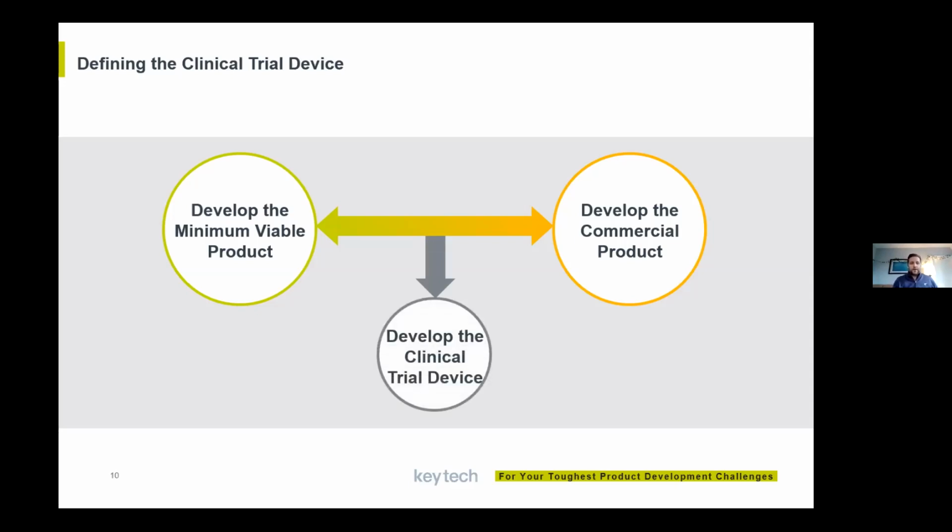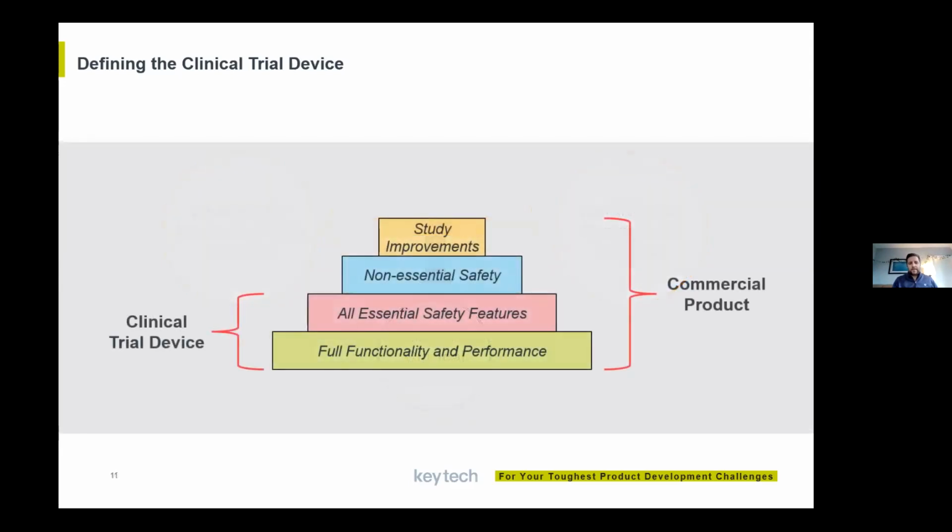So a middle ground here is this clinical trial device that I'll be talking about today, and the approach. Another way to think about it is your clinical trial device is all the functionality and essential safety features. Those are a must to run any trial, right? But then, in parallel with your trial or after your trial, depending on funding and risk and various other things, you add your non-essential safety features and improvements you find from that study after the fact.